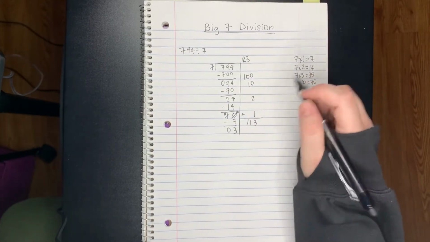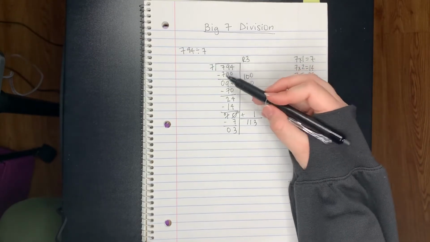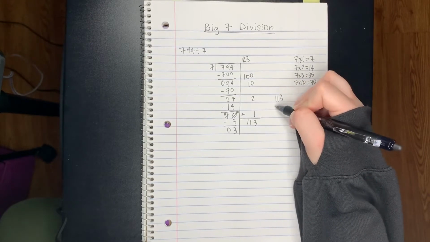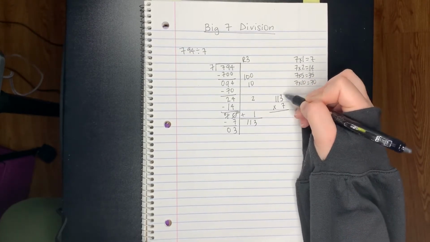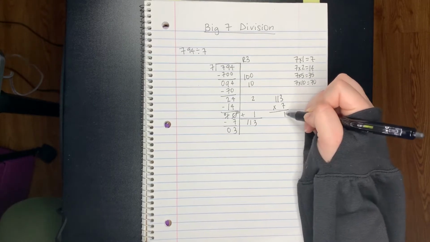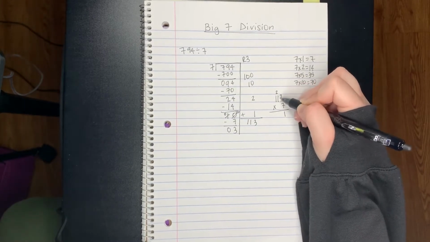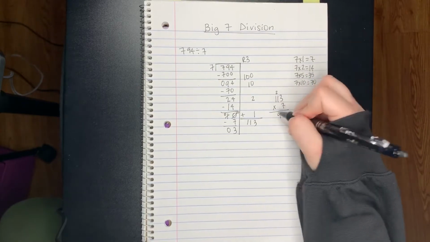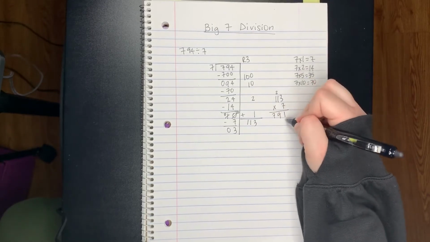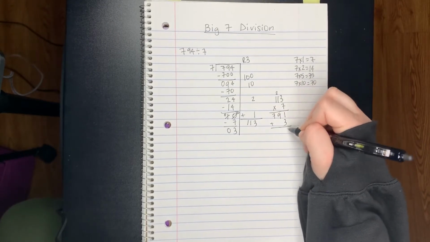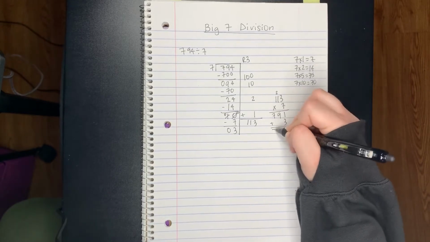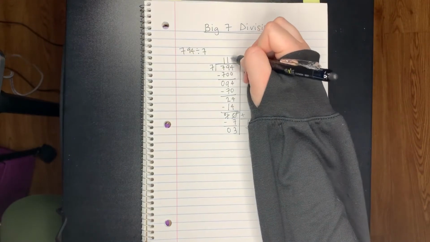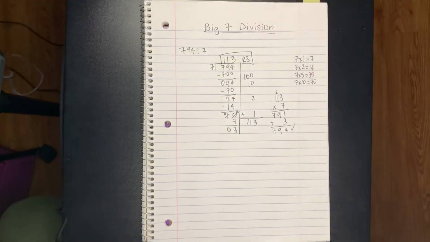So we do have to do our multiplication check just to make sure we get our correct dividend. We're going to multiply our quotient, which is 113, by our divisor, which is 7. So 7 times 3 is 21. We write our 1 here, carry our 2. 7 times 1 is 7, plus 2 is 9. 7 times 1 is 7. And then we add our remainder of 3. 1 plus 3 is 4. Bring down our 9, bring down our 7. And it matches our dividend. So our quotient is 113, remainder 3.